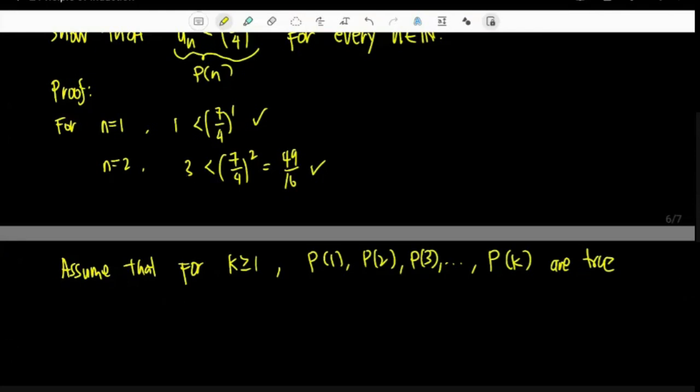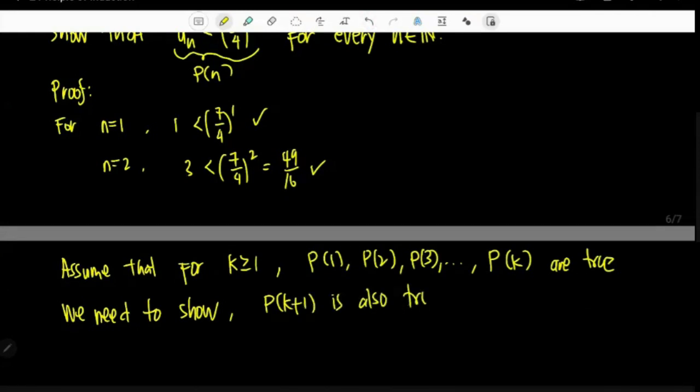So we need to show that it also holds for k plus 1. We need to show p of k plus 1 is also true. All right. So how do we show that the statement p of k plus 1 is also true?